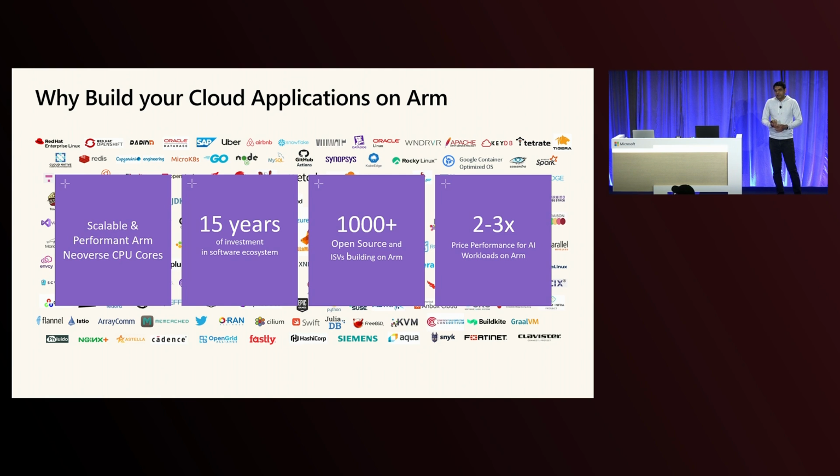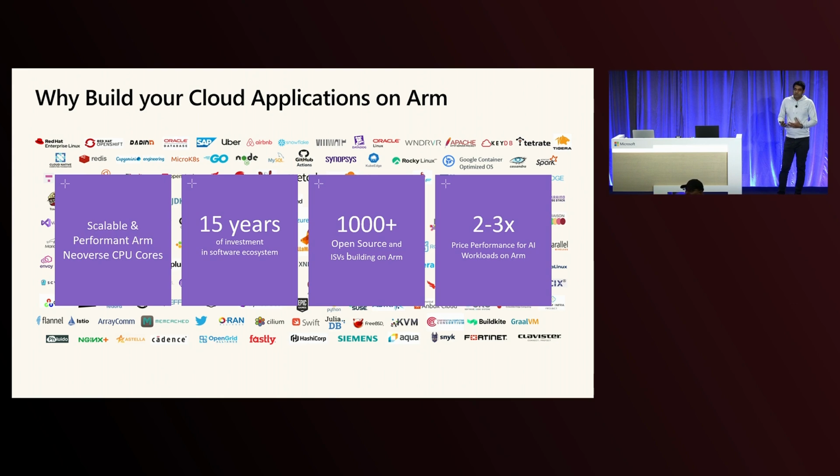It all starts with our investments at the platform level. We have ARM Neoverse-based cores, which are highly scalable and performant, which is what Cobalt 100 is based on. That gives you the platform where you can get performance at scale and also energy efficiency in the cloud and the cost benefits.